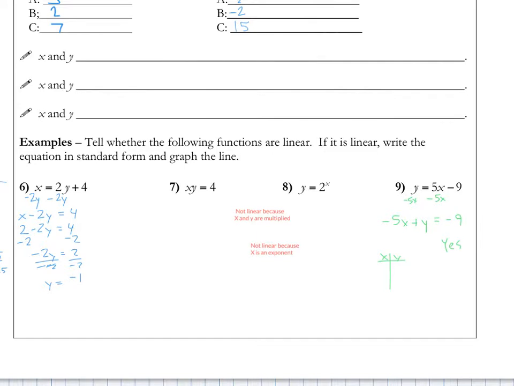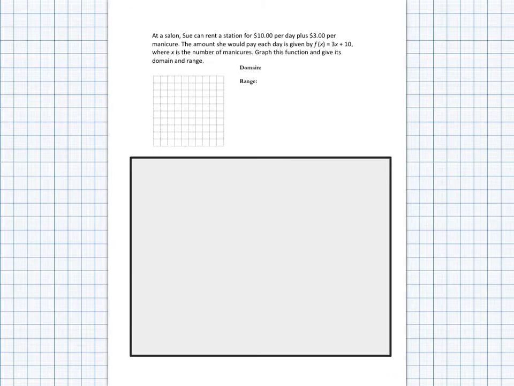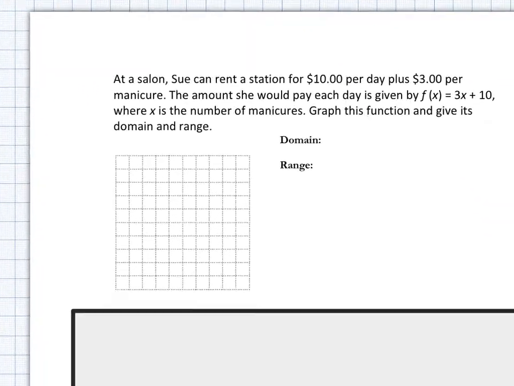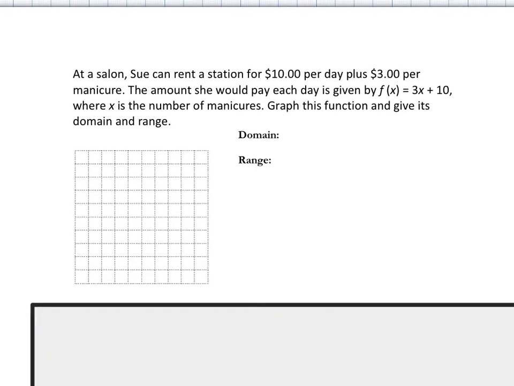Well, just one. Okay, so on this one here. At a salon, Sue can rent a station for $10 per day plus $3 per manicure. So the amount each day is given as this function here. F of x equals 3x plus 10. So the function of x is to multiply it by 3 and then add that $10 station fee.